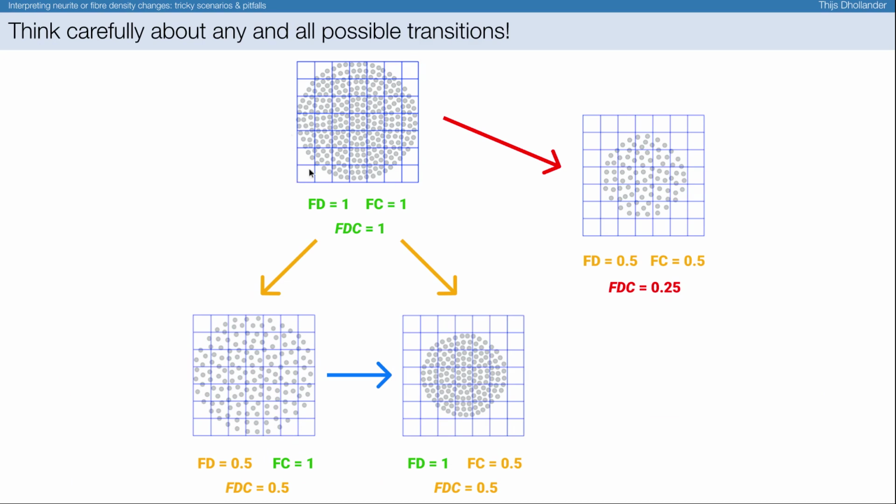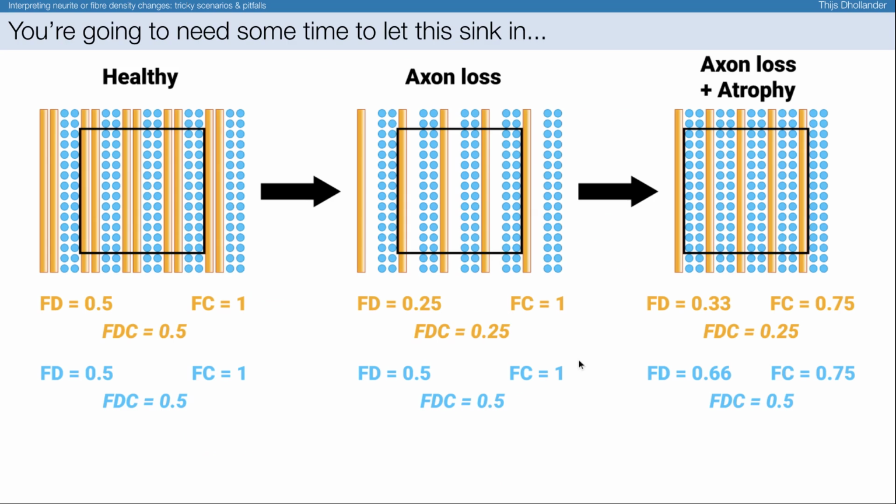So these are the diagrams I showed you before. Going from here to there would be this decrease in fiber density. From here to there would be this decrease in fiber cross-section. And from here to there, fiber density and cross-section. But you need to look at all the numbers and you need to consider things like this here, for example, axons collapsing. So you need to look at everything. And it can get even more complicated.